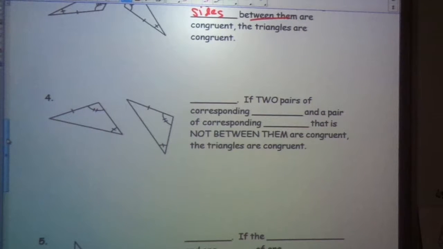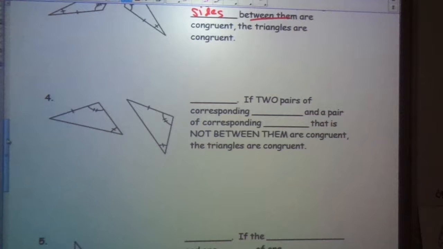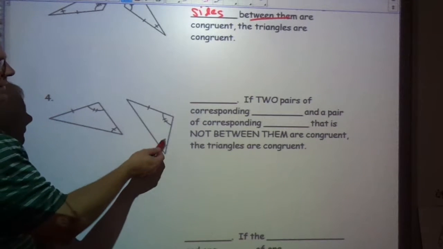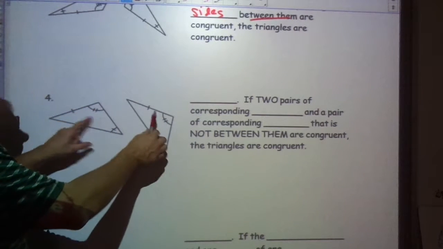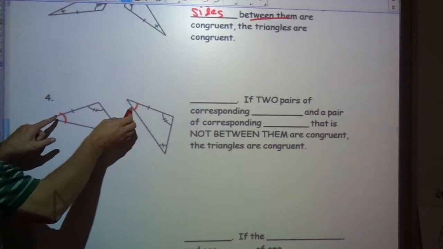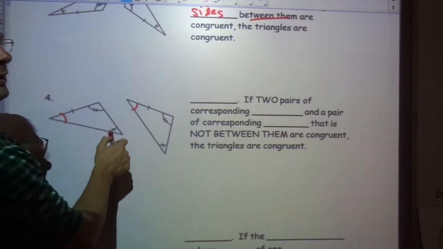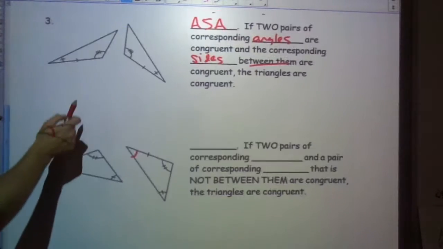The fourth one here is one where we don't have it inside. We don't have it between. We've got angle, angle, and then a side that's not in between. But this one still works because, let's say we knew these numbers and these numbers, we know we could subtract from 180 to figure out this angle here. And these angles have to be the same if the other 2 are the same. So if that's the case, then we've got angle, side, angle, which works.